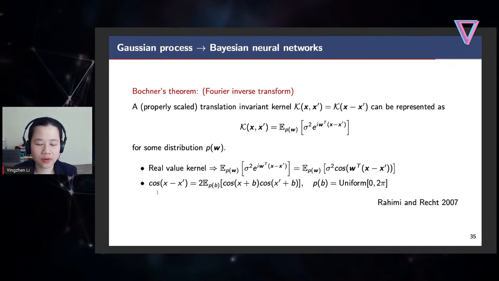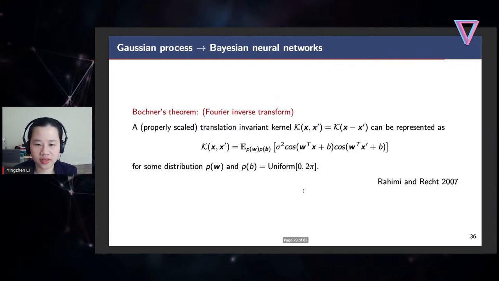And if you write down the cosine of x minus x prime, you end up with this equation. Putting all of them together, it tells you that a properly scaled translation invariant, real-valued kernel can be represented by this formula. I hope you have noticed some similarities.